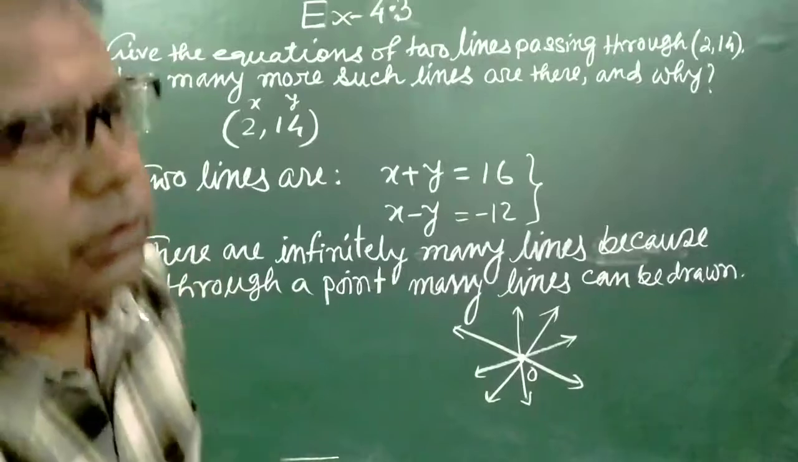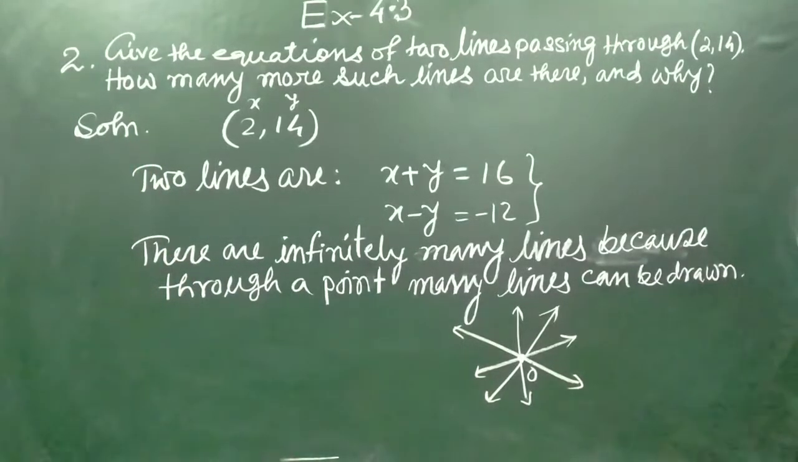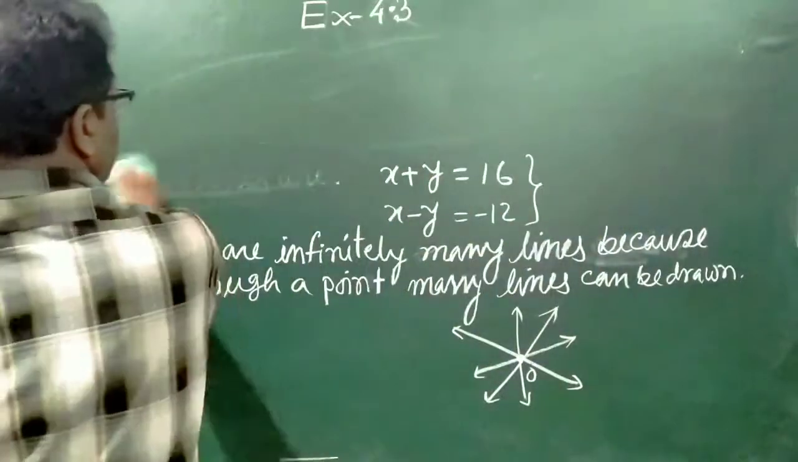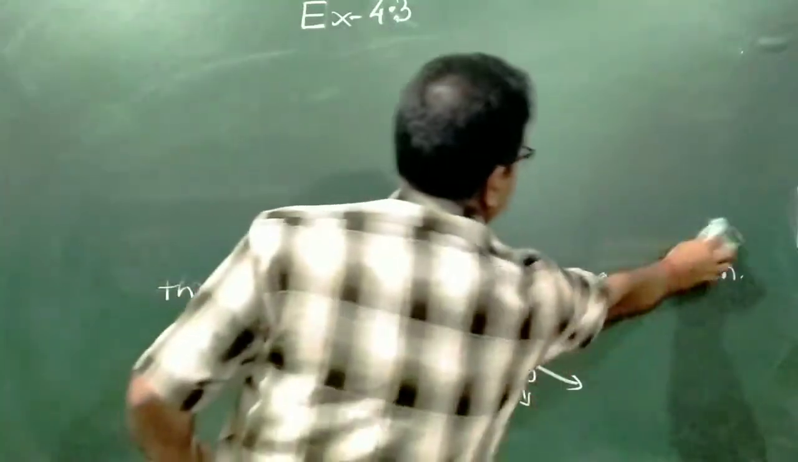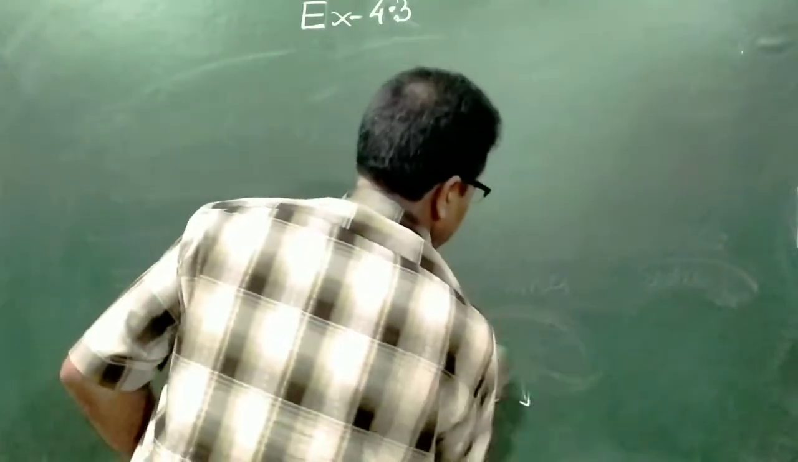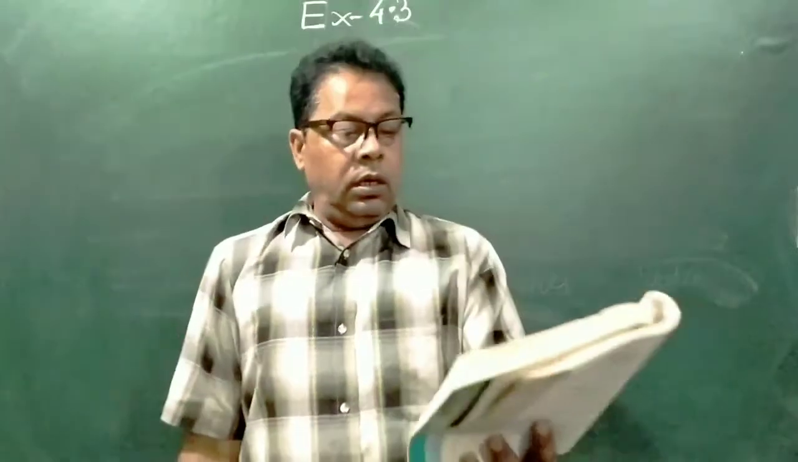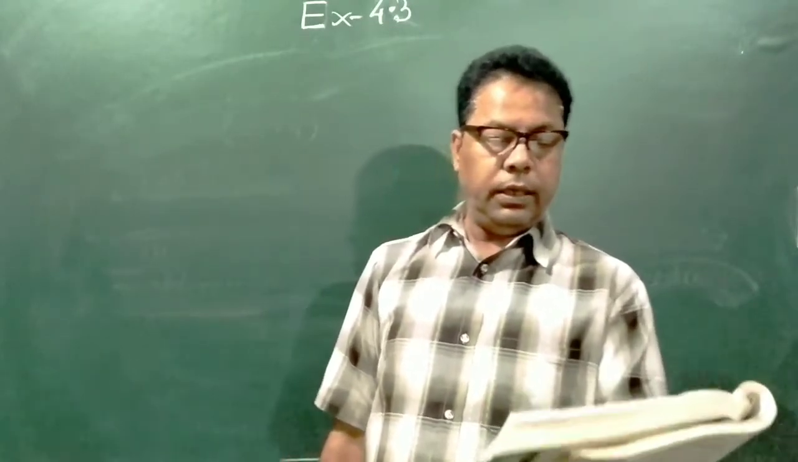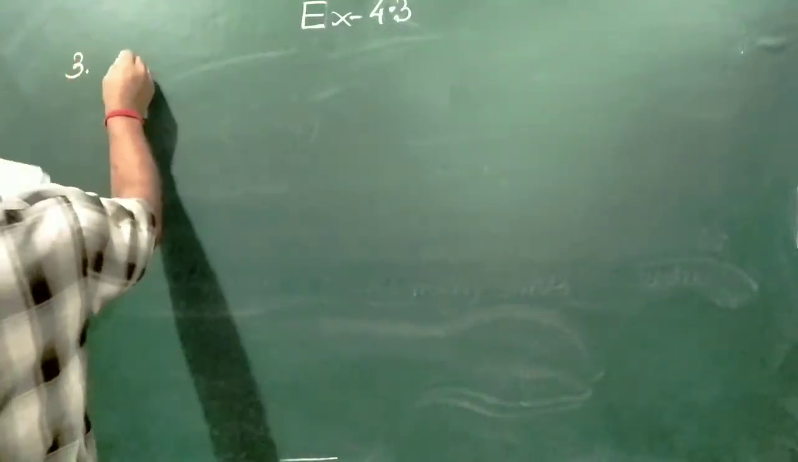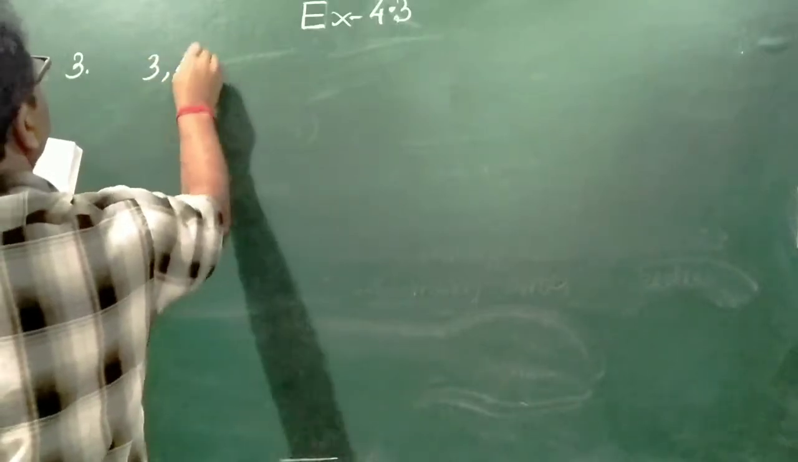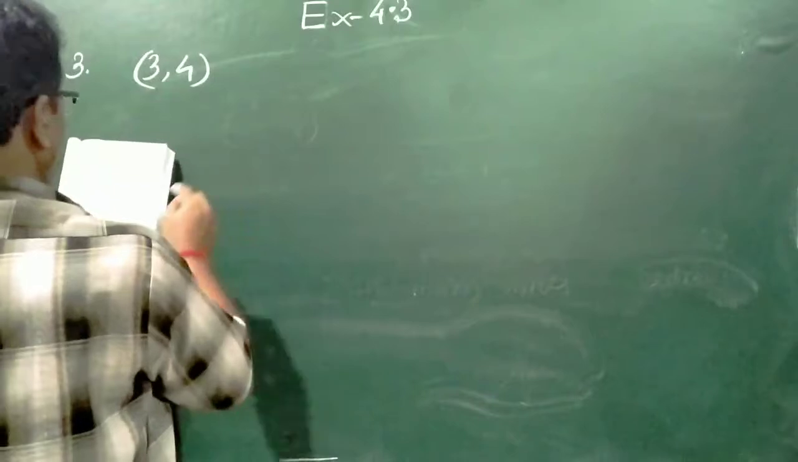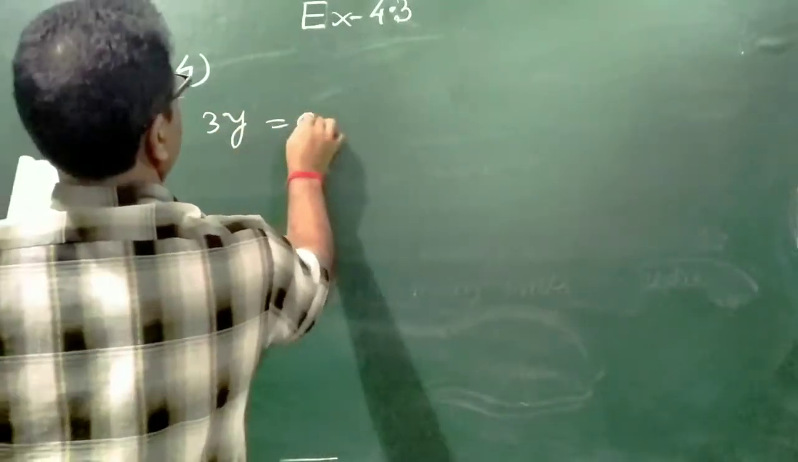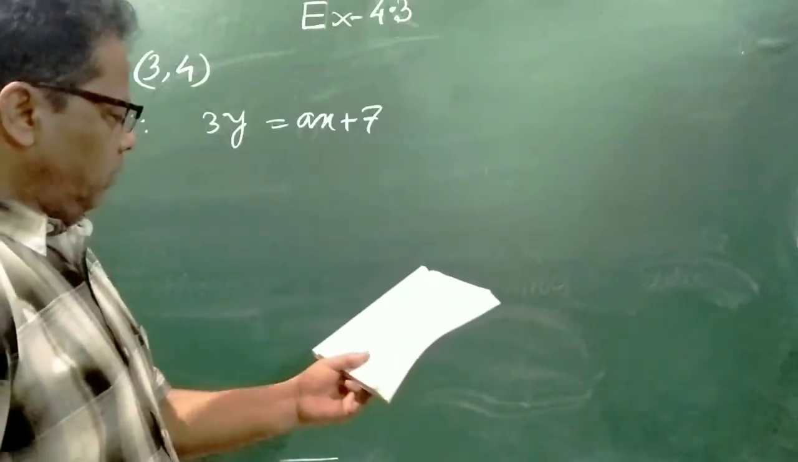Question number 3, read the question properly. If the point (3, 4) lies on the graph of the equation 3y equal to ax plus 7, then we need to find the value of a.